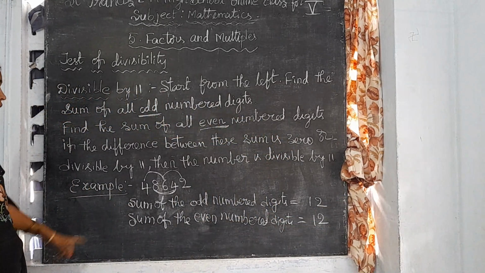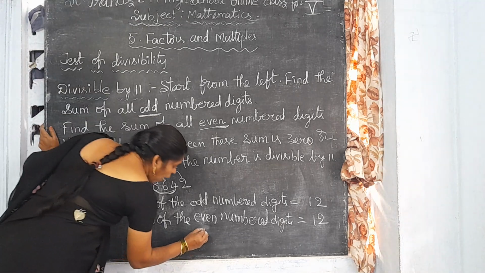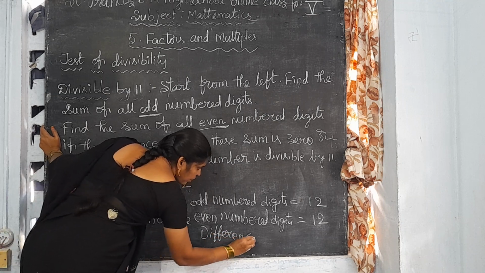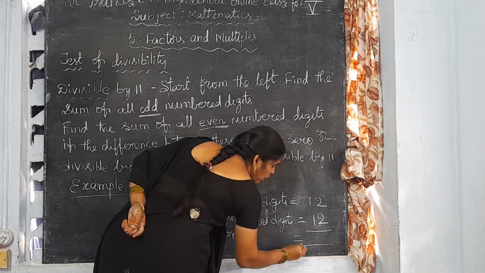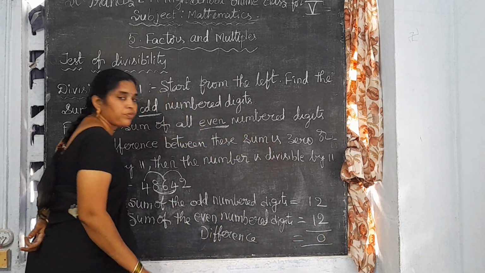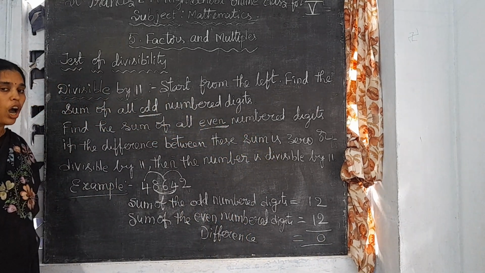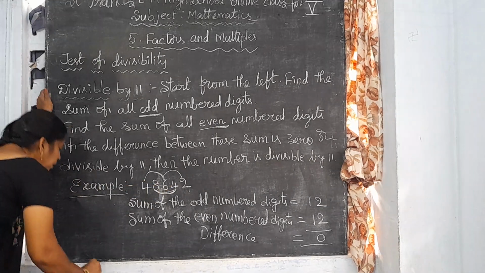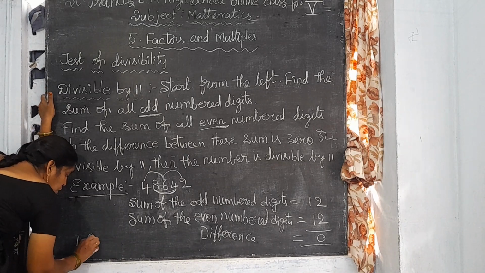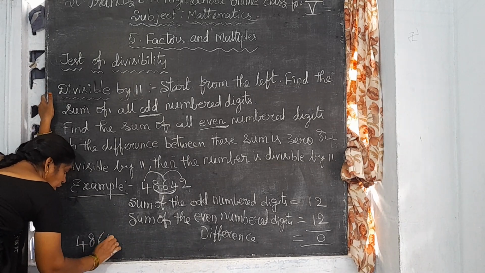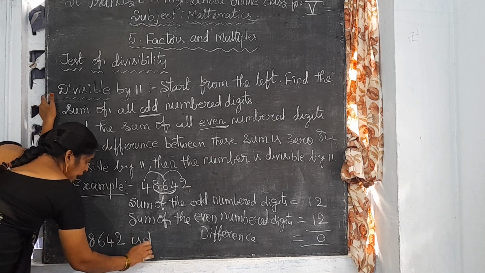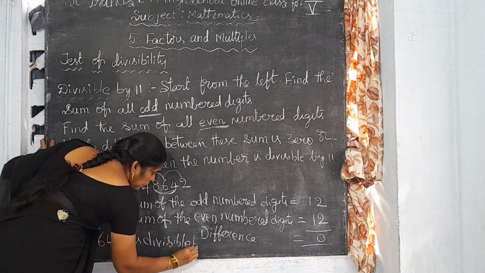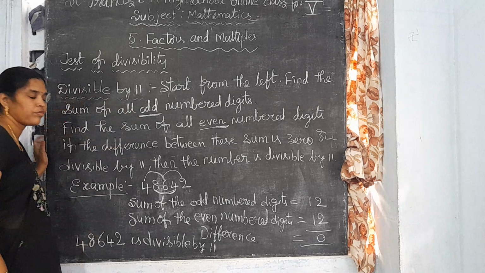This is the second step. The difference: what do we have to do for the difference? You should do subtraction. The difference is 12 minus 12, which is 0. If it is either 0 or divisible by 11, then the number is divisible by 11. Here the difference is 0, so 48,642 is divisible by 11. Is it clear, children?